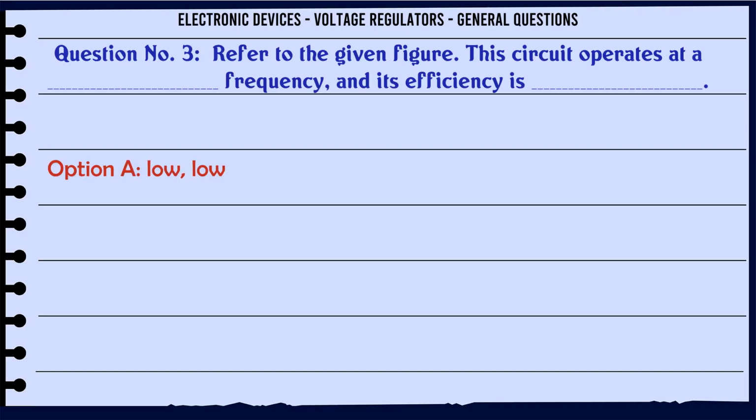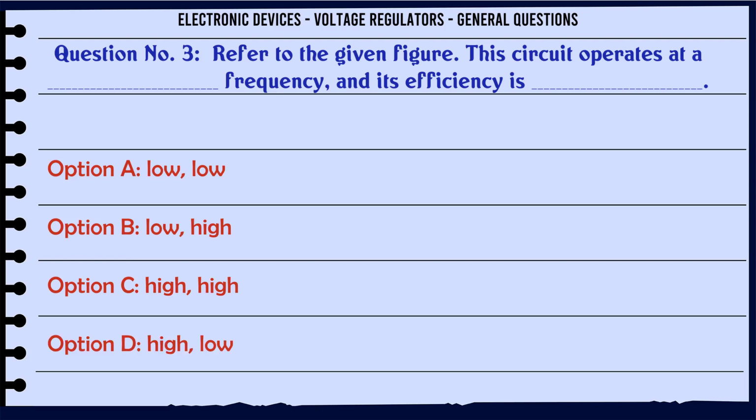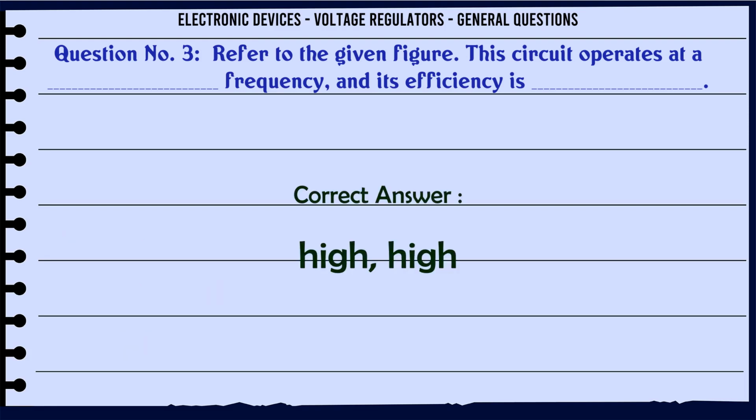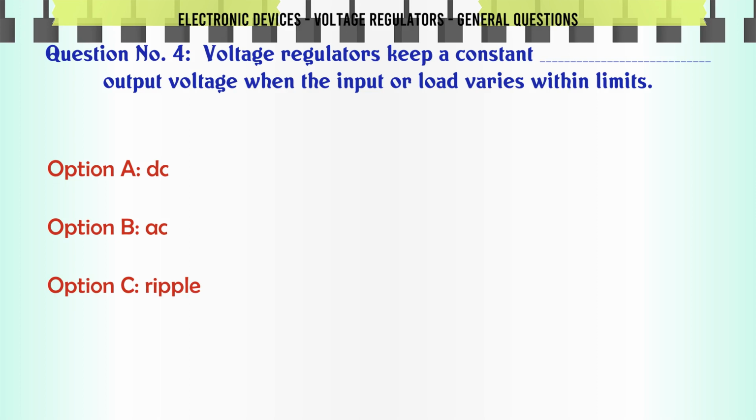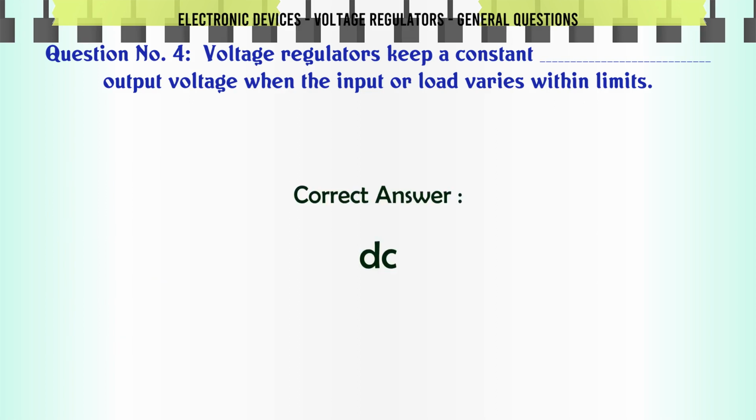Refer to the given figure. This circuit operates at a frequency and its efficiency is A. low, B. low high, C. high, D. high low. The correct answer is high. Voltage regulators keep a constant output voltage when the input or load varies within limits. A. DC, B. AC, C. ripple, D. The correct answer is DC.